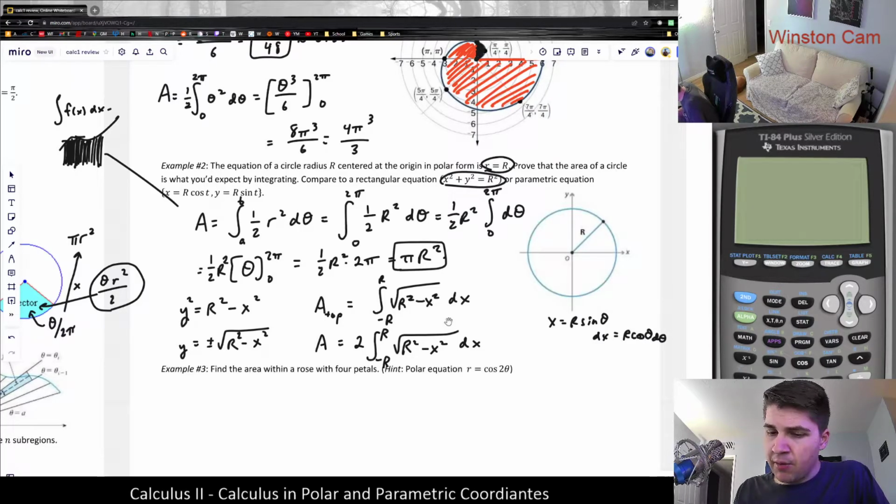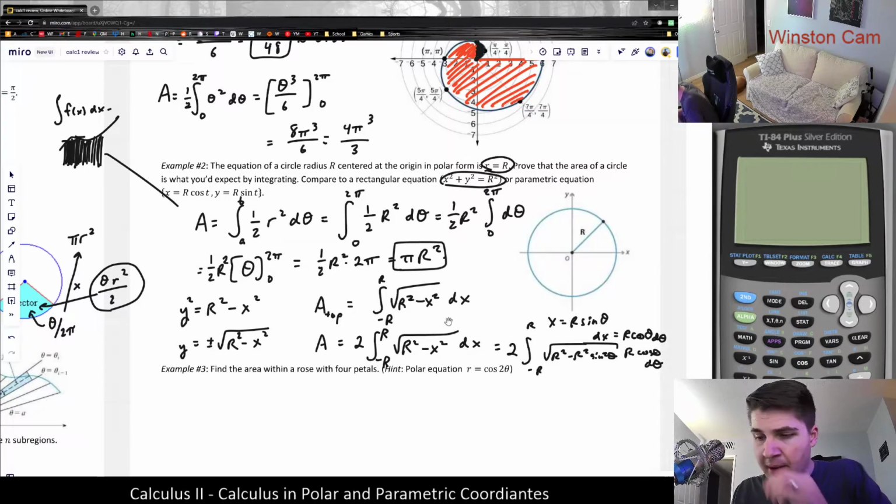And so, of course, we could continue to solve this. This would leave us with twice the integral from negative r to r of, well, we'd have r squared minus r sine theta quantity squared, which would be minus r squared sine squared theta. And we'd also have multiplied by r cosine theta d theta. Now, also, I would need to change my boundaries in terms of theta.